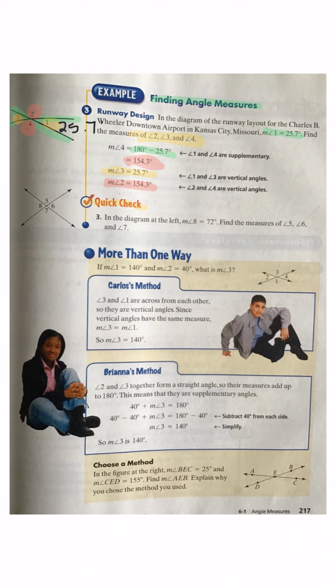In the diagram at the left, angle 8 equals 72 degrees. Find the measurements of angle 5, 6, and 7. Go ahead and pause here and try to solve this on your own. Once you have your answer, check back in with me.